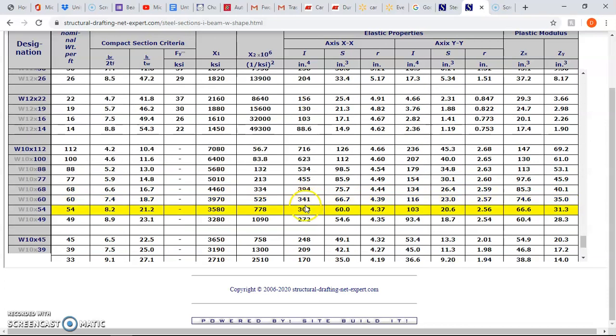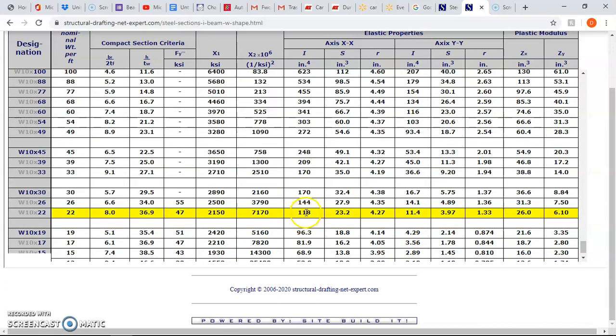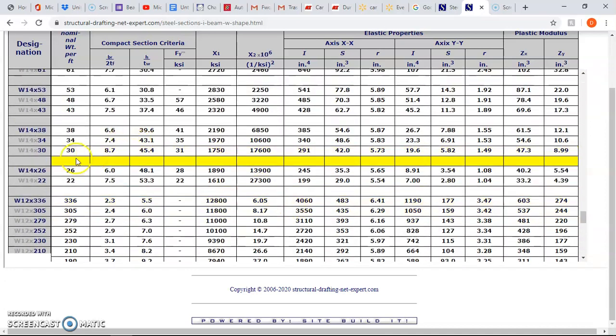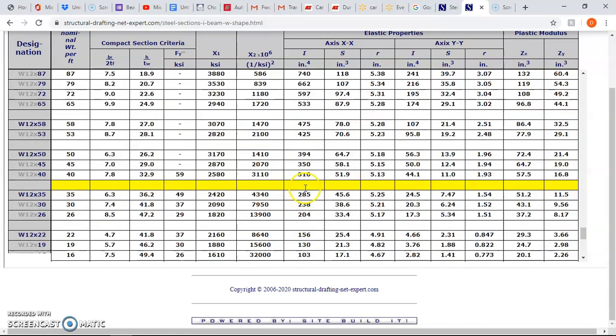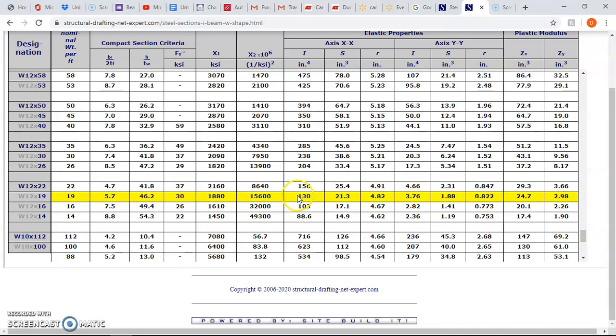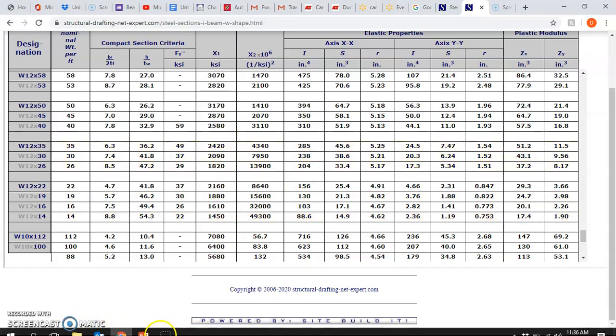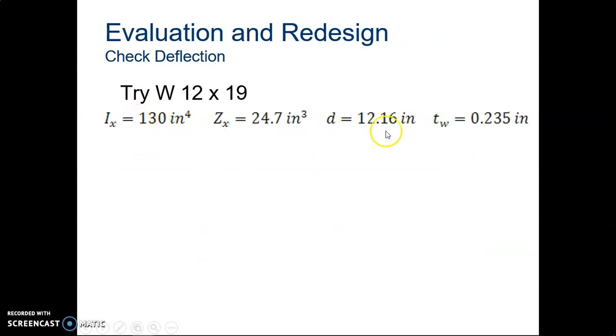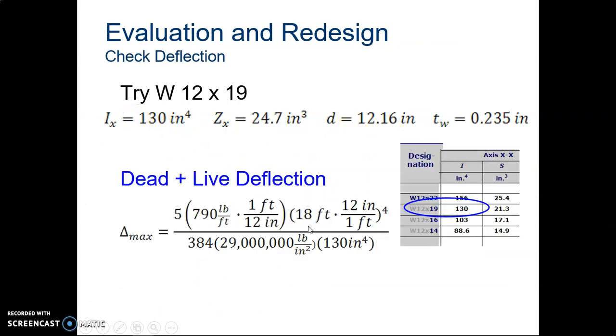So W10 by 19 does not work. That's lower than the 108 that we need. And then the W14s, nope, the lightest W14 is 22 pounds per linear foot. So the next one is W12 by 19 that we're going to choose. That has an inertia greater than what we need. So let's go back. I'm going to choose a W12 by 19, which has these properties. And we can check the deflection if we want, but we know it'll work.